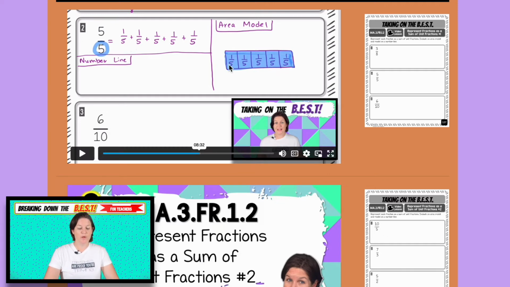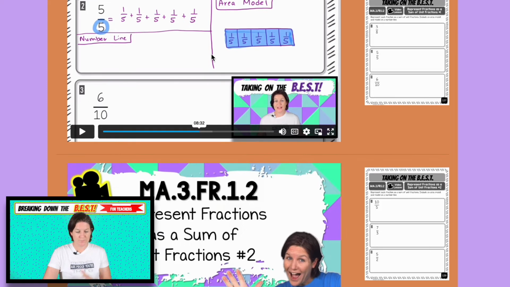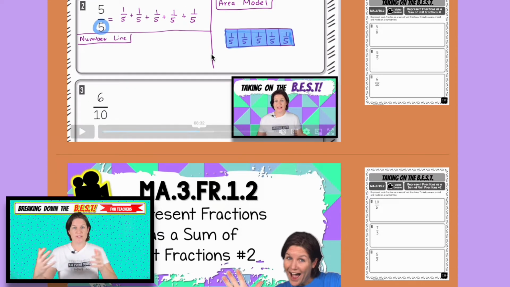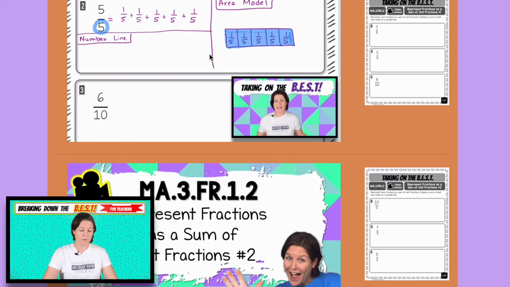We're showing how 5/5 equals 1 whole, how it's broken down into the sum of unit fractions, and then right here we'll do it on the number line. So the video lessons mirror the page that the students have printed out. It's nice like that, breaking it down. So students will watch the video and they'll pause it whenever they need to take their notes, press play, keep rocking and rolling.